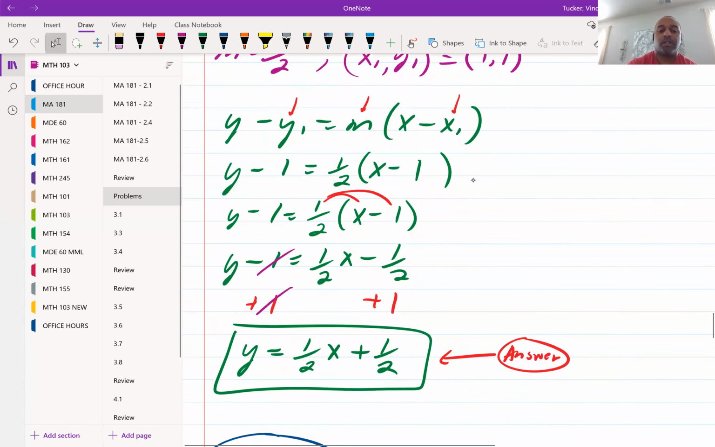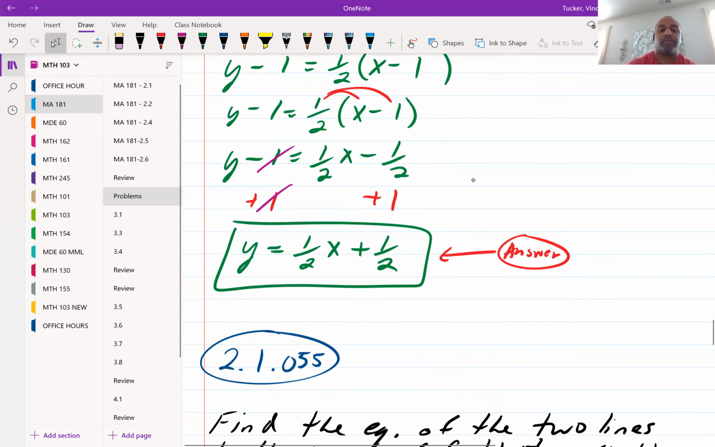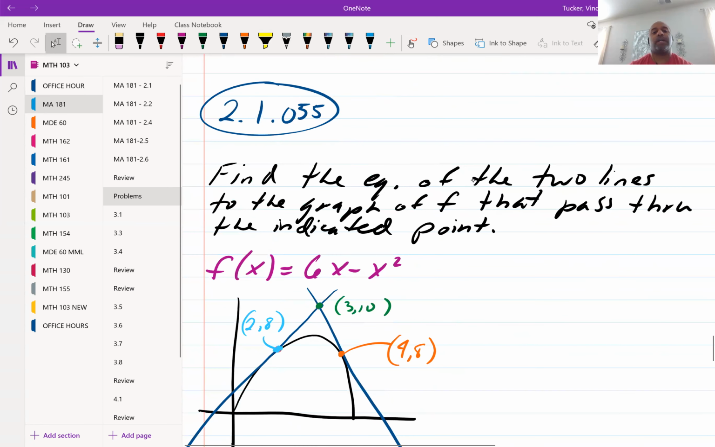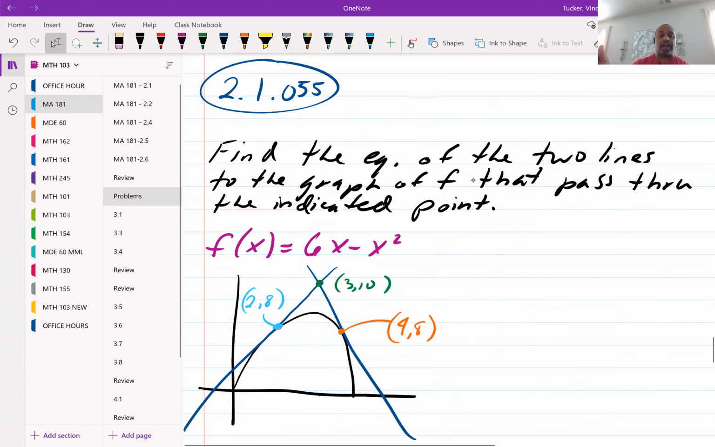Okay. Got one more. It says find the equations of the two lines tangent to the graph of f that pass through the indicated point. So they give us this function of 6x minus x squared, but they also give us these points. Notice both of these lines intersect at (3, 10). And if you were to read the graph, you will find that the line on the left is tangent at (2, 8), and the one on the right is tangent at (4, 8).